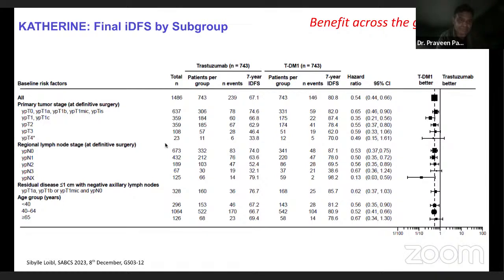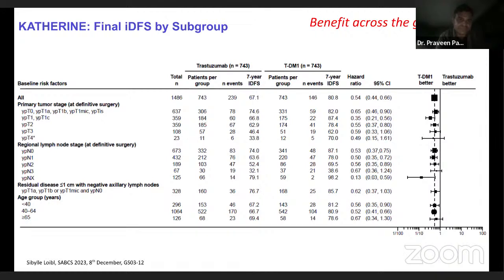But as we can see in the subgroup analysis, most of the patients, around 637, have ypT1a, that is up to 5 mm, T1b 5 to 10 mm, or T1 microscopic. They still get benefit from the addition of T-DM1 if they have residual tumor. The hazard ratio is 0.65; in absolute terms, the IDFS is 78 versus 74 versus 82. So in that group also, the residual tumor is only millimeters.